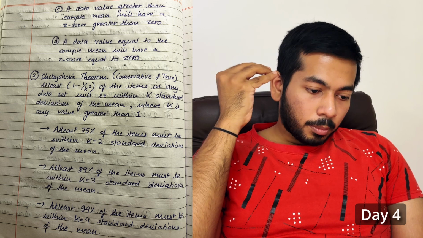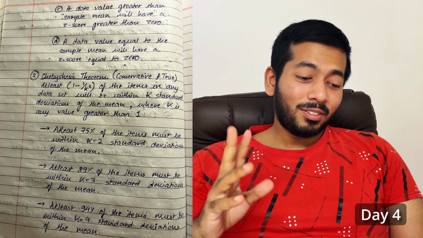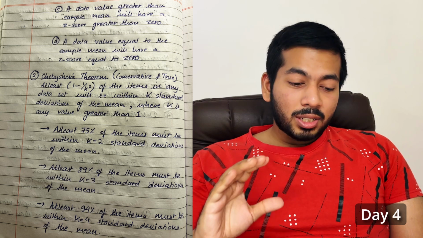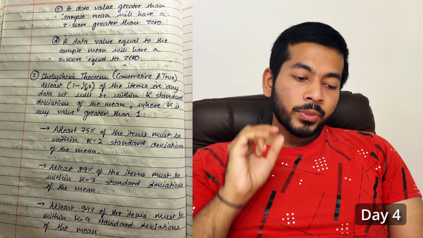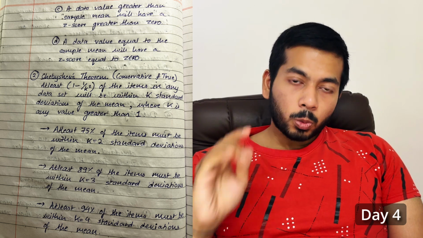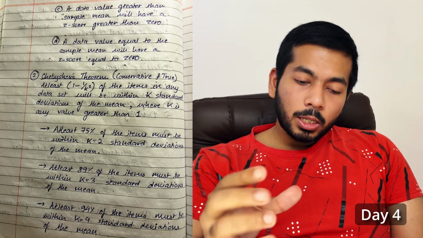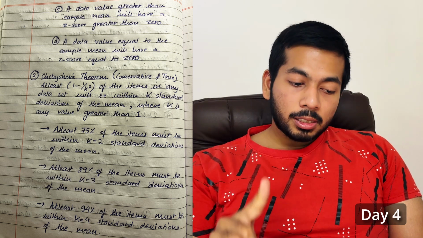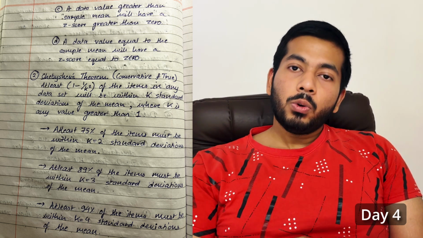The next main point is Chebyshev's theorem. It's a difficult word to pronounce. Anyways, so this is a theorem which is a conservative theorem, but it's a true theorem. Let's see the theorem first. It's at least 1 minus 1 by k squared of the items in any data set will be within k standard deviations of the mean, where k is any value greater than 1.